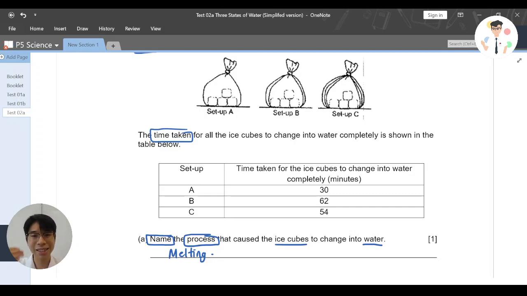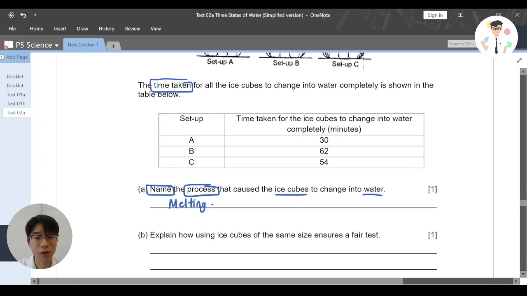But when they ask you to explain, for example in the second question, then you must explain it clearly, and in a more scientific way. I actually repeat this word scientific many times in some of your tests. I write that scientifically because you just explain it in a normal way, which is actually not scientific. And a lot of you misunderstood this question. Let me just explain this. Explain how using ice cubes of the same size ensures a fair test.